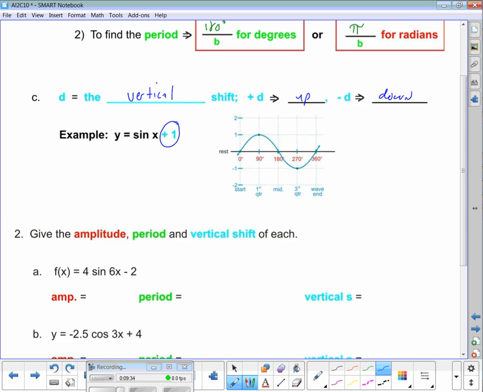Pretty easy concept. So in this situation, right here, you've got the pattern again for the sine. And we're going to shift this wave up 1. So what I normally do is I put in a dotted line for the new rest position, the new 0 position. And I went up 1, right? I moved this black x-axis up 1. So now I'm going to do the sine wave right here.